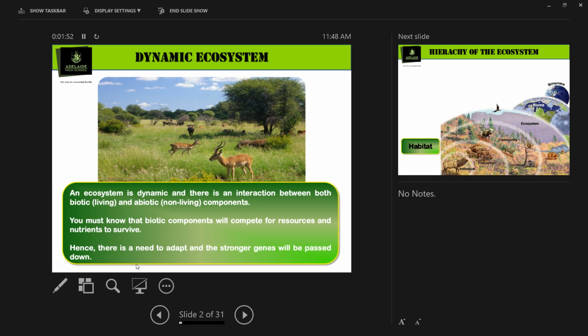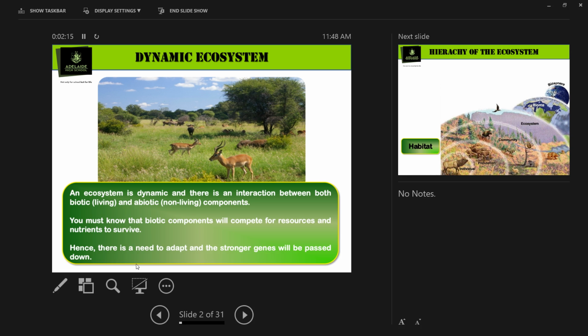Not only that, these biotic factors, the gazelle and also the wild buffaloes, what do you see around them? It's grass. What do they need to compete for? Anyone knows? Food. Good. So although you have plenty of food here, but sometimes due to territory marking, this side here will be for the wild buffaloes and this side will be for the gazelles. I hope you can see that.